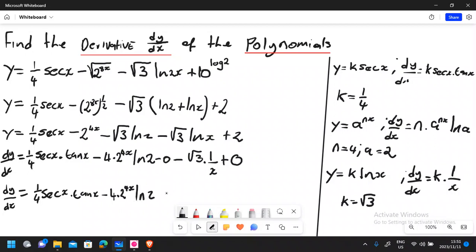So we know that this is 0. You don't write 0, we can say minus, and then we say 3 root 3 multiplied by 1. This is going to be root 3, divided by x, and then this one is 0. So the final answer is this one here, guys.